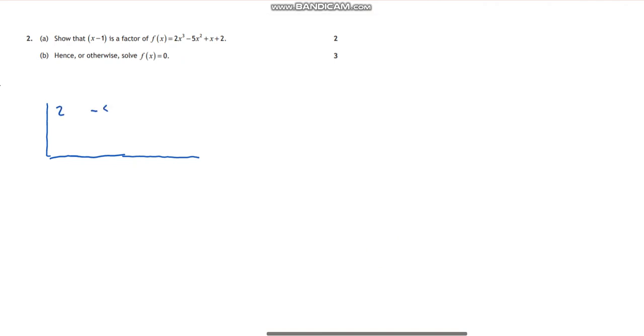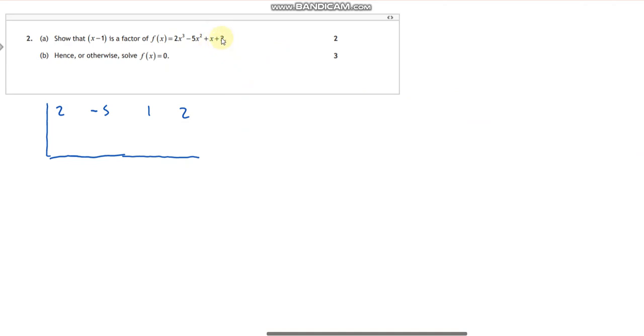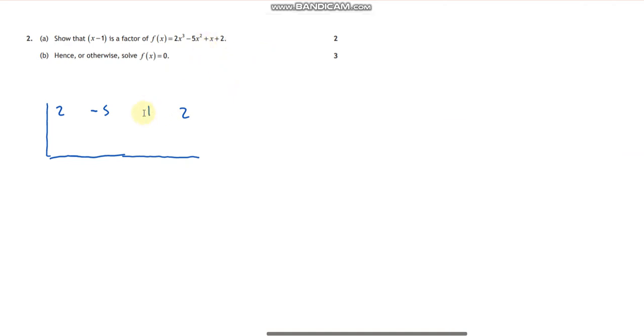So I'm just going to write out my coefficients for my different terms. The way they might make this tricky is to miss out some terms. So for example, if there was no x in 2, I would have to have a 0 and a 0 here. If there was no x squared term, I would have 2, 0, 1, 2. So just watch out for that. The other thing to note is that the number I put in here is the root of the equation.